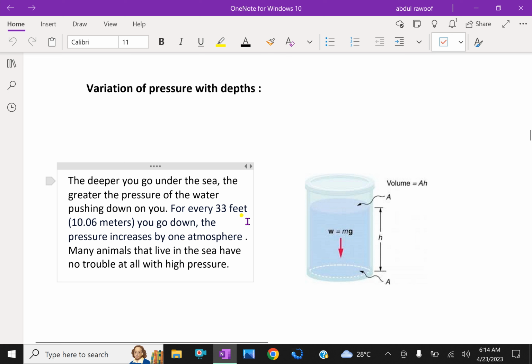For every 33 feet, that is nearly 10 meters, you go down, the pressure is increased by 1 atmosphere. That means going deeper by every 10 meters, you feel 1 atmosphere of pressure increase. Many animals that live in the sea have no trouble at all with high pressure because their bodies are constructed for their living surroundings.